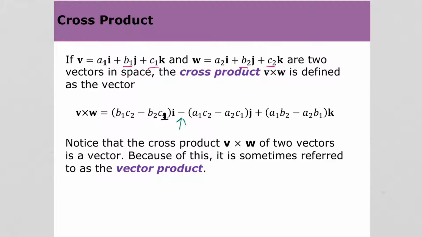And then minus A sub 1 times C sub 2 minus A sub 2 times C sub 1. And then plus, very important, minus and then plus, A sub 1 times B sub 2 minus A sub 2 times B sub 1. So you're kind of getting each cross in there. And like I said, we'll look in a minute at an easier way to keep that in track.